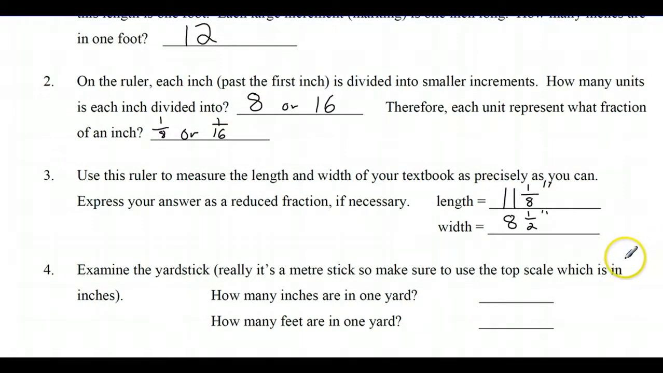2 halves, 4 quarters, etc. Examine the yardstick. Really it's a meter stick, but in the old days we called them yardsticks because they were yards. How many inches are in 1 yard? Okay, there are 36. And how many feet are in 1 yard? A foot is 12 inches, so there are 3.